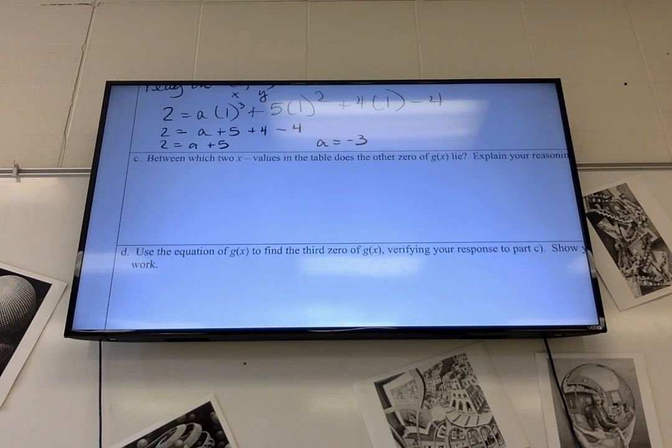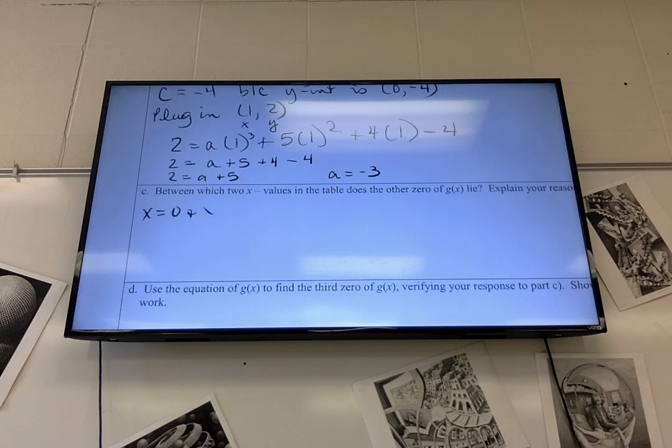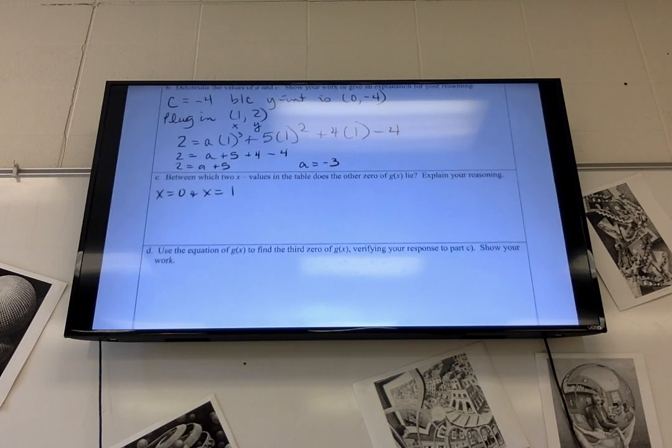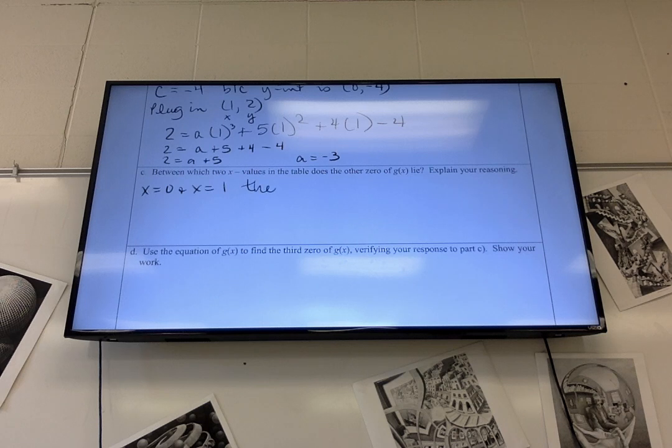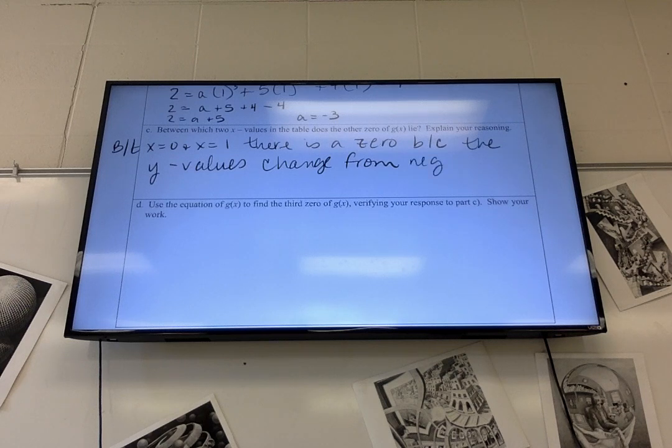So between which two x values? So between x equals 0 and x equals 1. There, I should say between. There is a 0 because the y values change from negative to positive. They're all great things to know for the test.